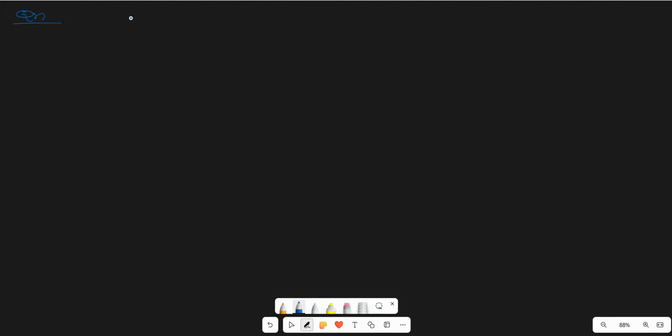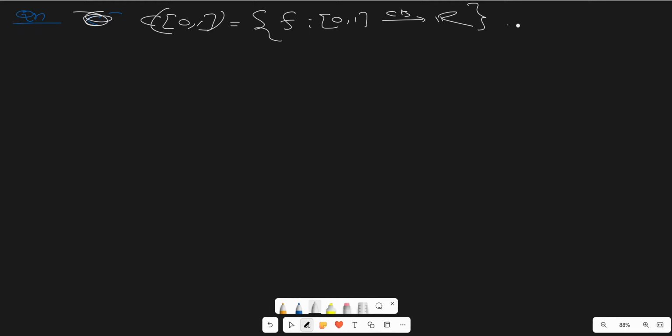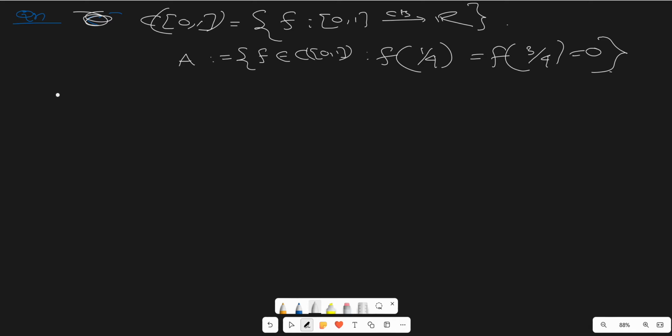The question is, suppose you know a ring C[0,1], which is nothing but the set of all continuous functions from [0,1] to R. I'm giving you a set A, which I'm defining as the set of all functions in C[0,1] such that f(1/4) equals f(3/4) equals 0.